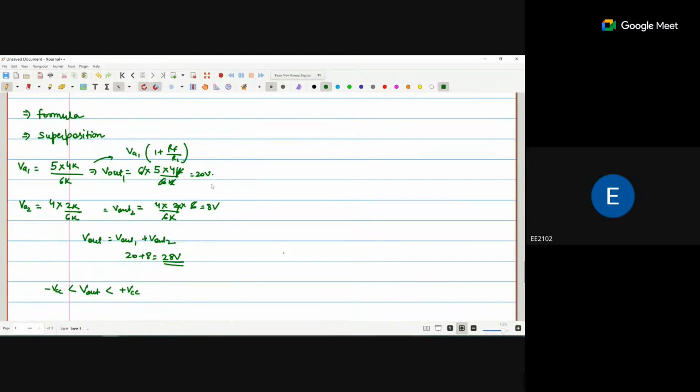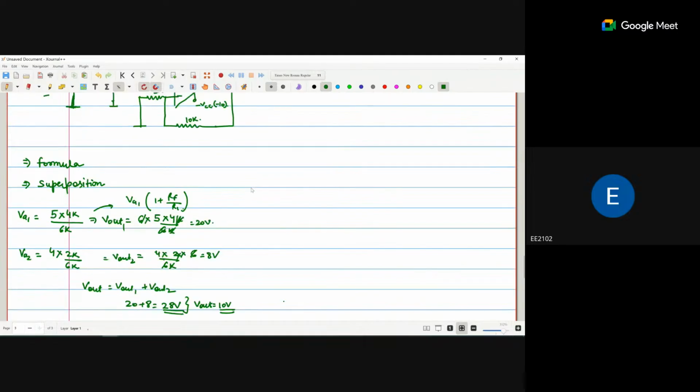then your output voltage V out is only 10 volts. You are getting 28 volts as the output, but you know that your output voltage lies between plus and minus VCC. If it is beyond the plus VCC or below the minus VCC, after that VCC point, it will be saturated.